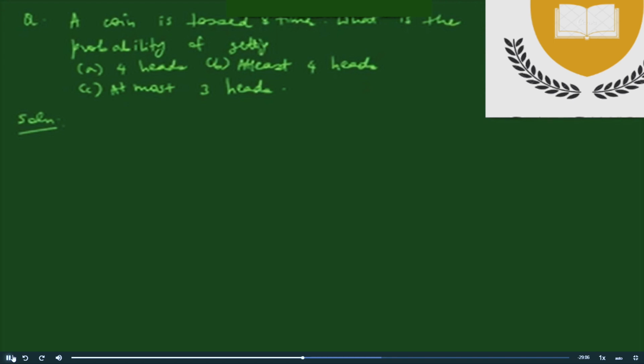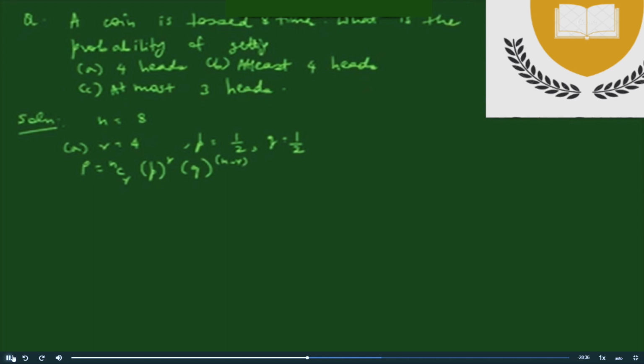Some basic numbers, let's note down here. Coin is tossed 8 times, n is 8. The first part: r is equal to 4. r is 4 means we need to get exactly 4 heads. Coin tossed means p is half and q is also half. So the probability P is equal to nCr into p to the power r into q to the power n minus r.